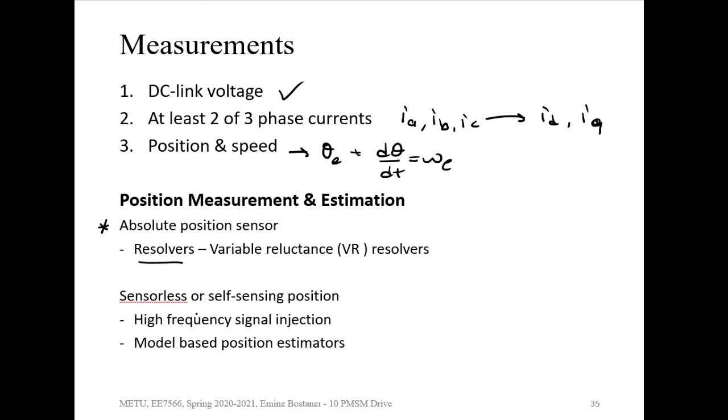On the other hand, you can have sensorless or self-sensing position estimation. Let's call it estimation. To do that, you basically have two ways: we can do high frequency signal injection or model-based position estimators, or you can combine them both. But in the electric vehicles, we do have position sensors, and most probably these sensorless algorithms are applied just in case something goes wrong with the position sensor.